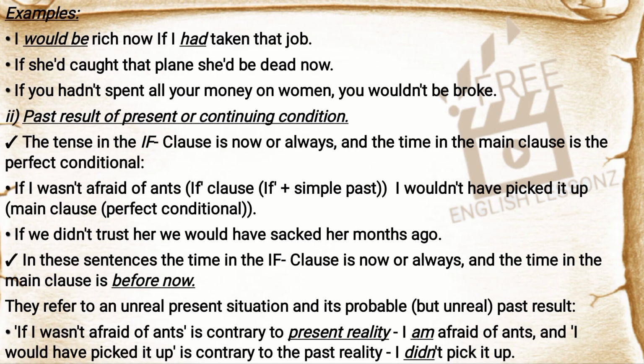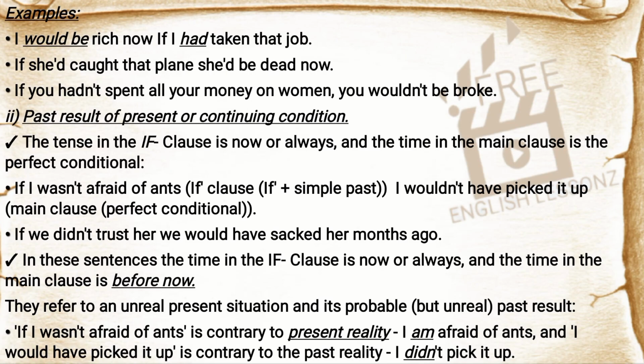2. Past result of present or continuing condition. The tense in the if clause is now or always, and the time in the main clause is the perfect conditional. Examples: If I wasn't afraid of ants (if clause: if plus simple past), I wouldn't have picked it up (main clause: perfect conditional). If we didn't trust her, we would have sacked her months ago.